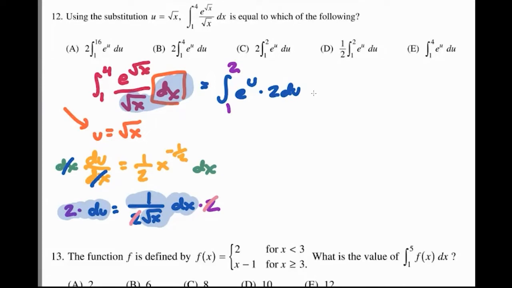Okay, you could put the 2 in front, by the way. So if you look at C, they put the 2 in front. That's completely legal. It's kind of like if you do the derivative of 3x squared, it is equal to 3 times the derivative of x squared. That's perfectly legal. You can do that with antiderivatives as well.